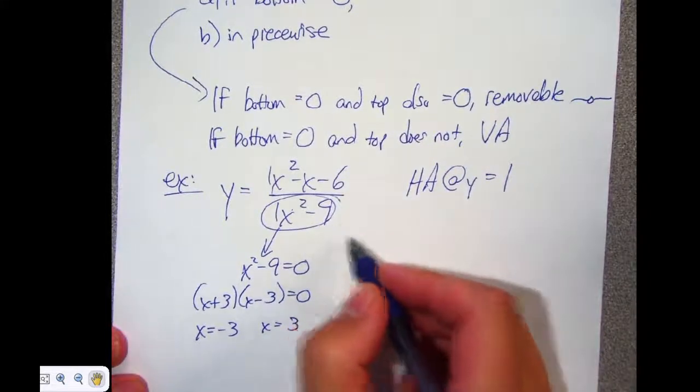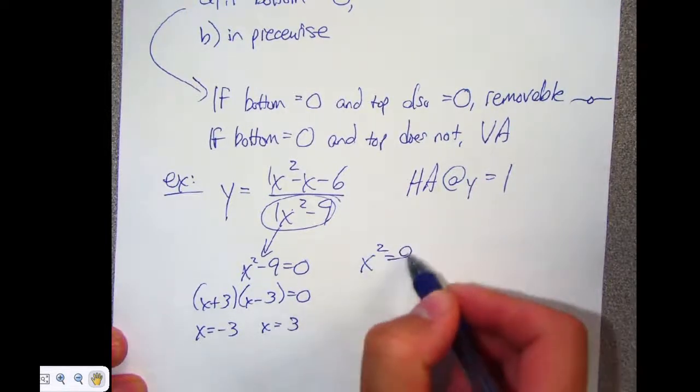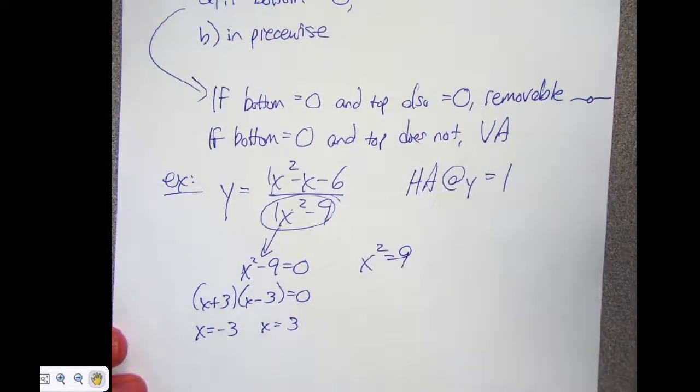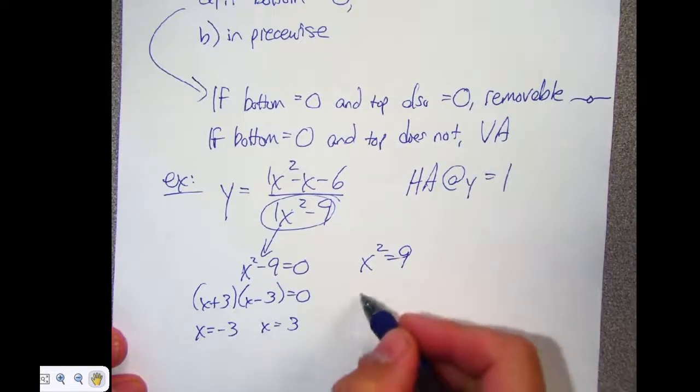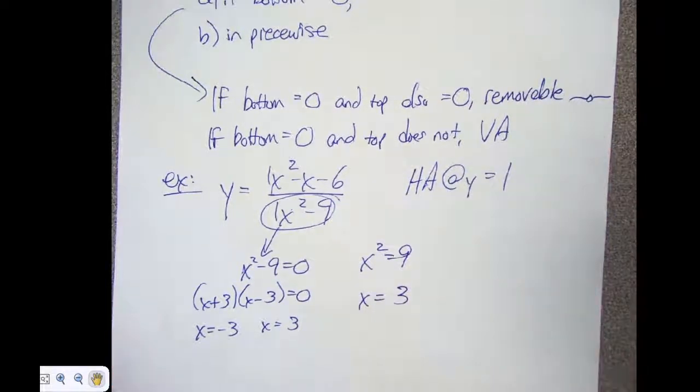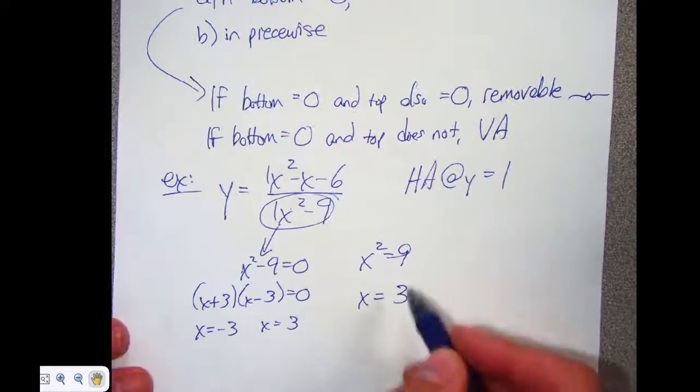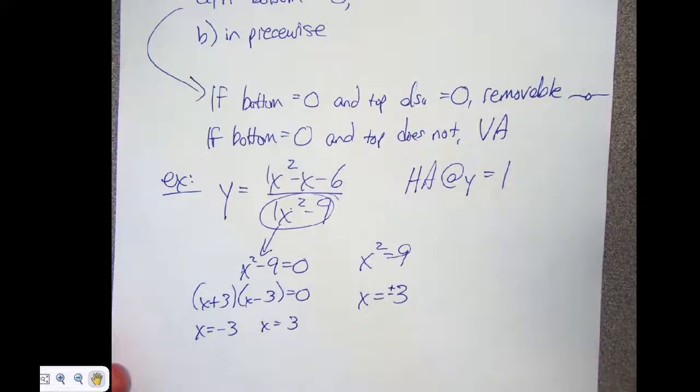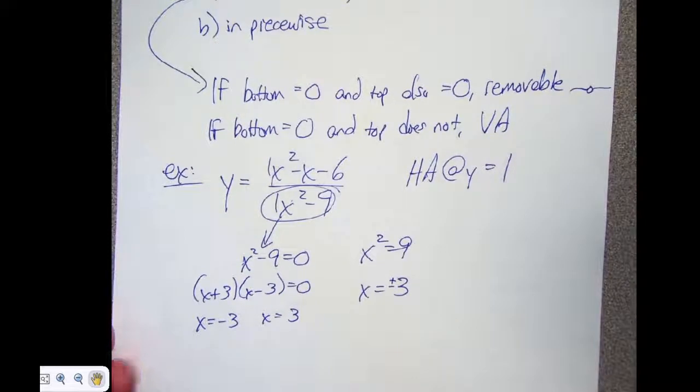Some people would take the 9 and throw it on the other side. Go, okay, x squared equals 9, and then I'm going to square root both sides. My fear there is you would do that and go, the answer is 3, and forget that there's the positive and negative 3. I don't care what you do, as long as you get both answers. So there's 2 times that bottom equals 0, 3 and negative 3.